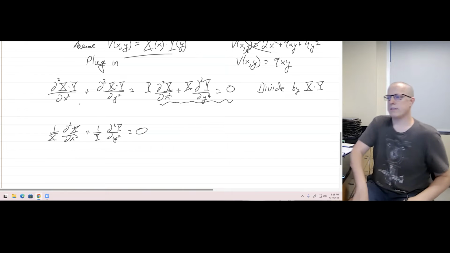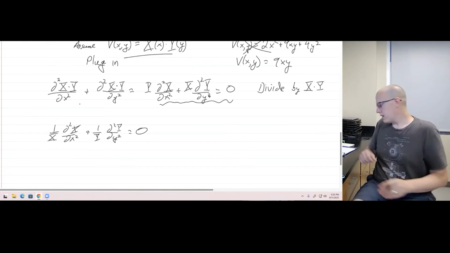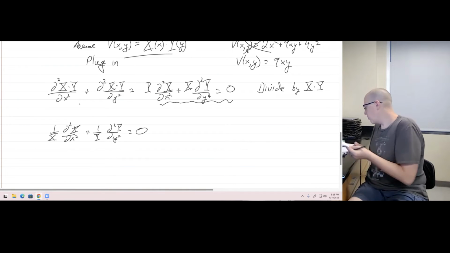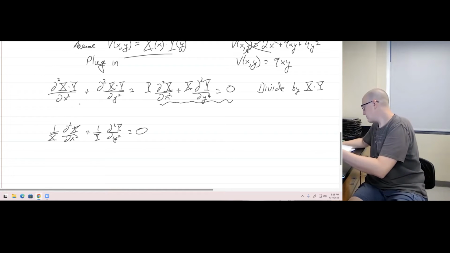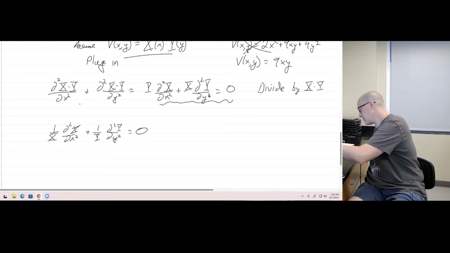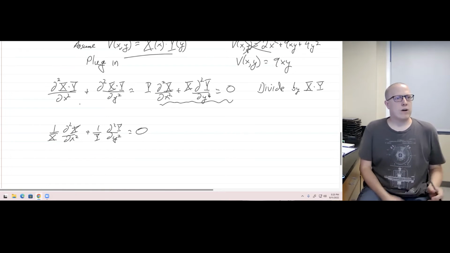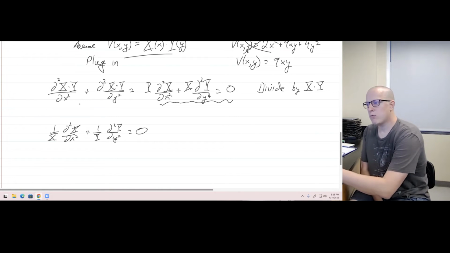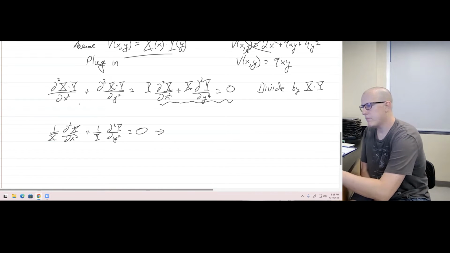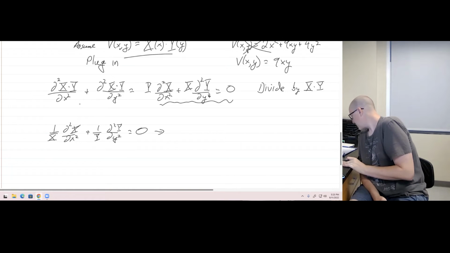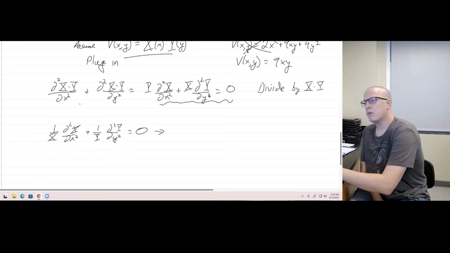And then I get 0. And so what is important here is now I have an equation. I'm just going to rearrange it one more time. Sorry, I'm just going to rearrange it one more time. I'm going to have 1 over x.